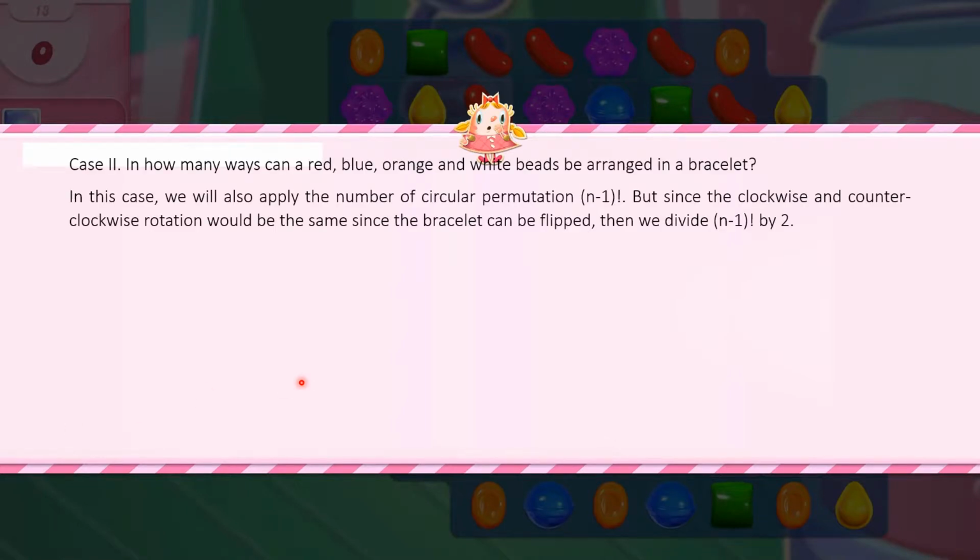Let's have the case number 2. In this example, how many ways can a red, blue, orange, and white beads be arranged in a bracelet? In this case, we will also apply the number of circular permutations, n minus 1 factorial. But since the clockwise and counterclockwise rotation would be the same since the bracelet can be flipped, then we divide n minus 1 factorial by 2. So here, you will have the formula n minus 1 factorial over 2.